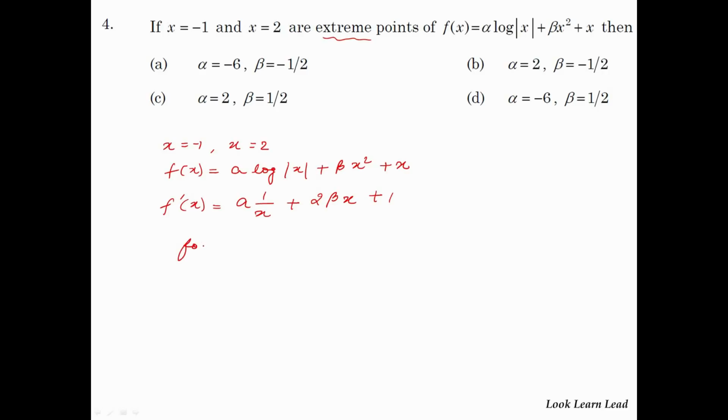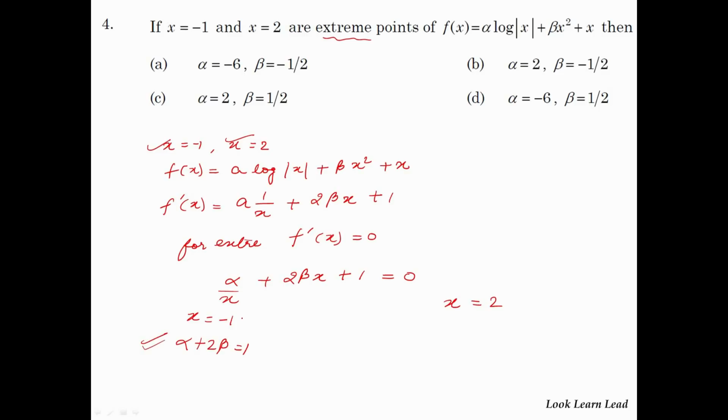For calculating extreme points, f dash x should be equated to 0. So we have to equate alpha upon x plus 2 beta x plus 1 is equal to 0. We have equated it. What we have now is x equal to 1, sorry, minus 1, and x equal to 2. First we will put x equal to minus 1 and then we will put x equal to 2. When we put x equal to minus 1, we would have alpha plus 2 beta equal to 1. This is the equation.